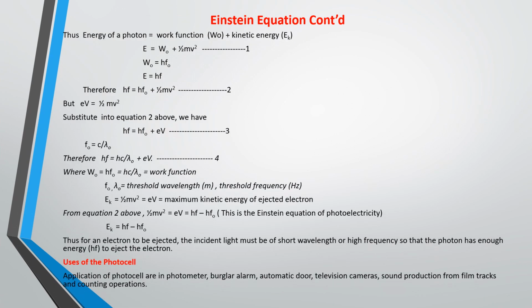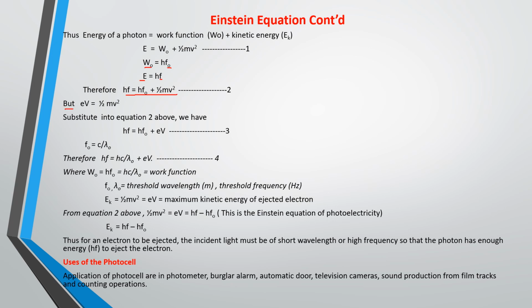Okay, so what I've said before is what I still summarize here. The energy of a photon is equal to work function plus kinetic energy, E = W + 1/2 mv². So that is still equation 1. Work function is this, and energy is equal to this. So you can write this together to have this.